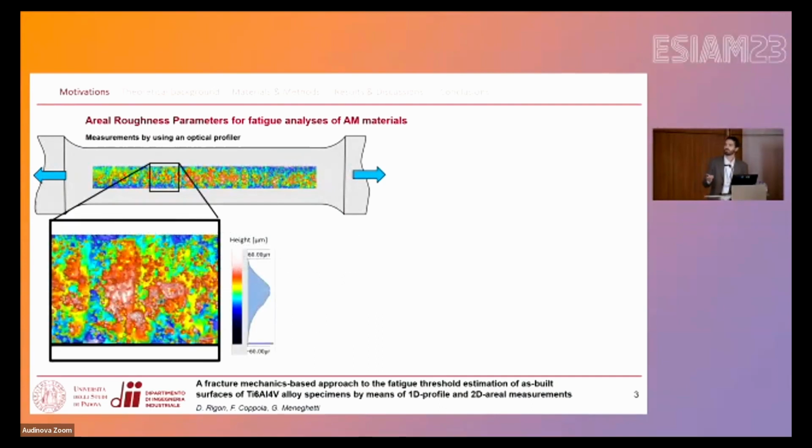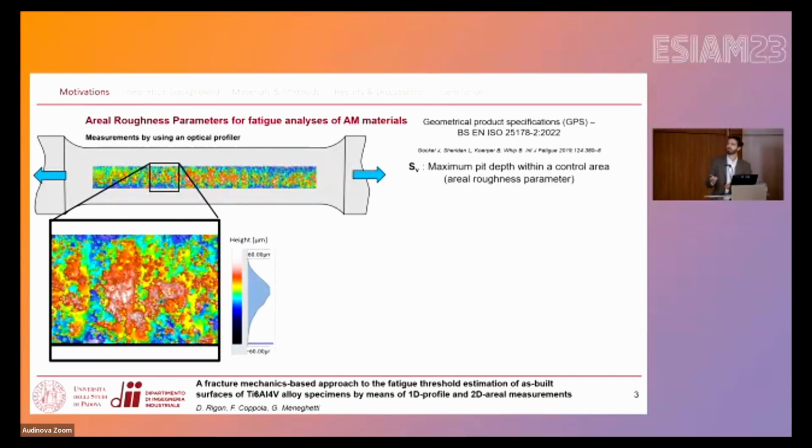In particular, here we have an example of a measurement performed by an optical profiler, where the color represents the height of the profile of the surface. And in this reference, it was seen that the parameter that can be extrapolated from this measurement according to the relevant standard is the best one that correlates with the fatigue limit of this material in these conditions.